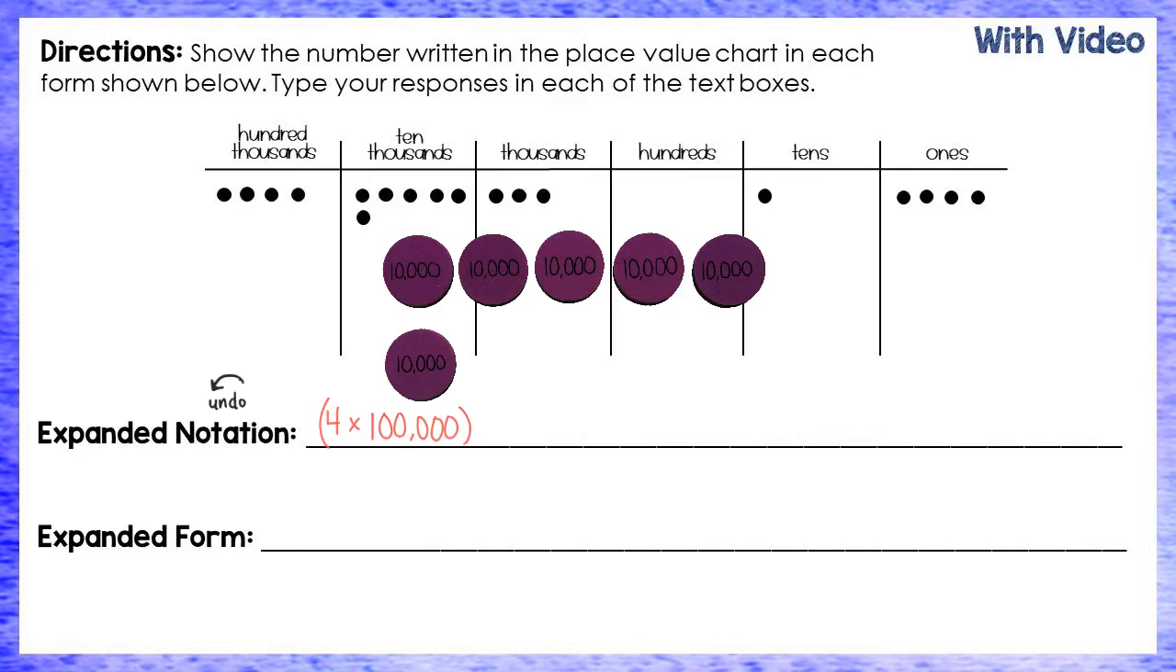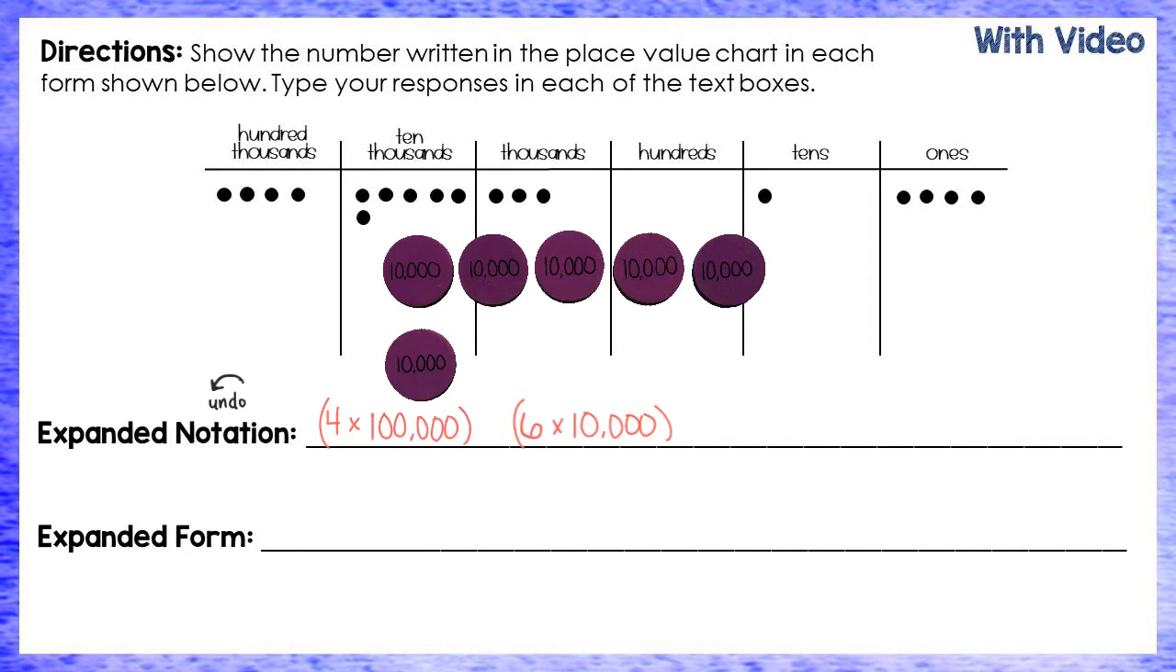Then in the 10,000s, we have 1, 2, 3, 4, 5, 6. And here are our 6 place value discs. You can see that each one of them is worth 10,000. So that we would write that there are 6 and they are each worth 10,000. And we put parentheses around them because those go together.